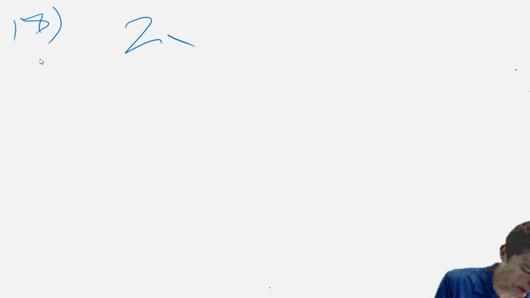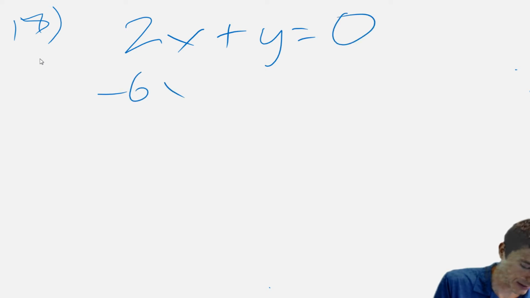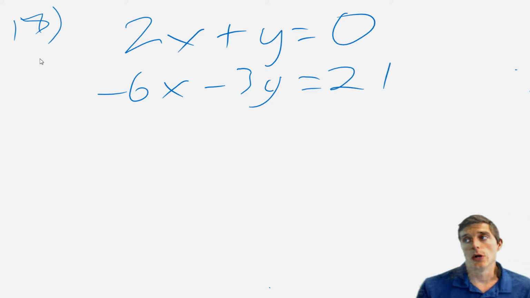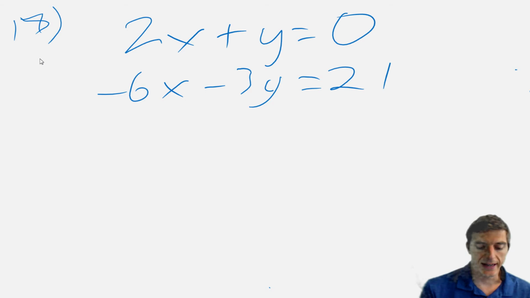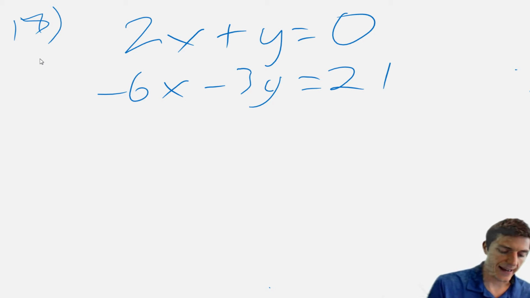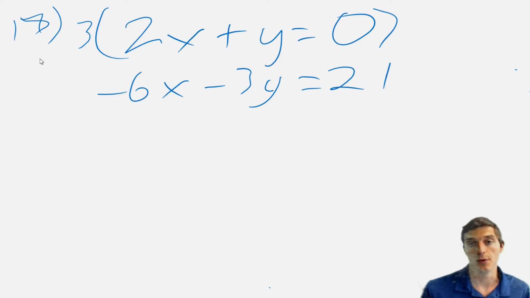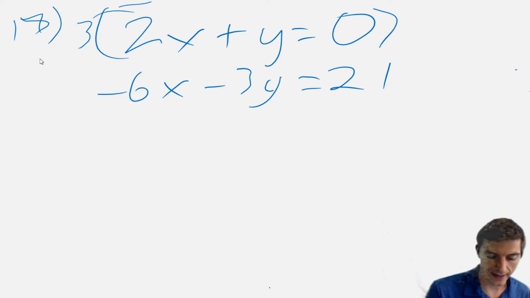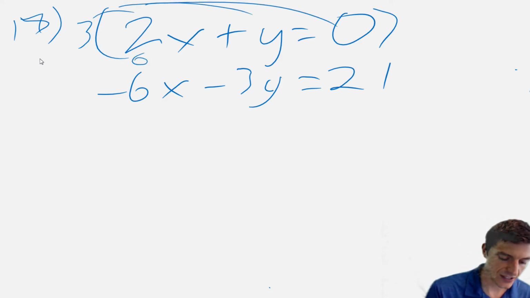I get 2x plus y is equal to 0, and negative 6x minus 3y is equal to 21. So what I want to do is solve this by elimination. I look at the x's. If I could multiply this top equation by 3, I'd be in a pretty good spot. So when I do that, I have 6x, and that's what I'm looking to do. I'm trying to cancel out those x's.